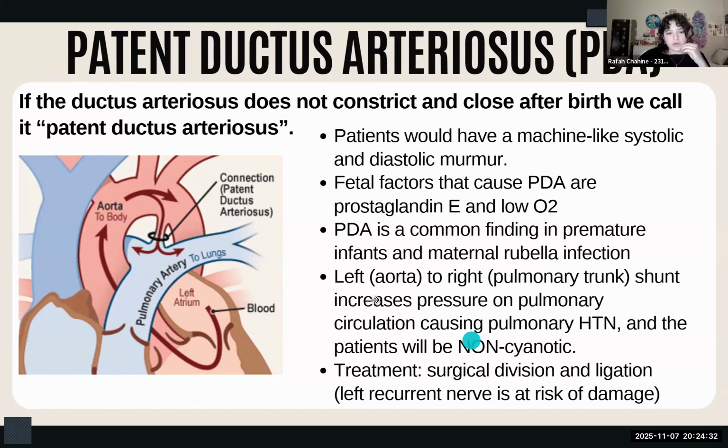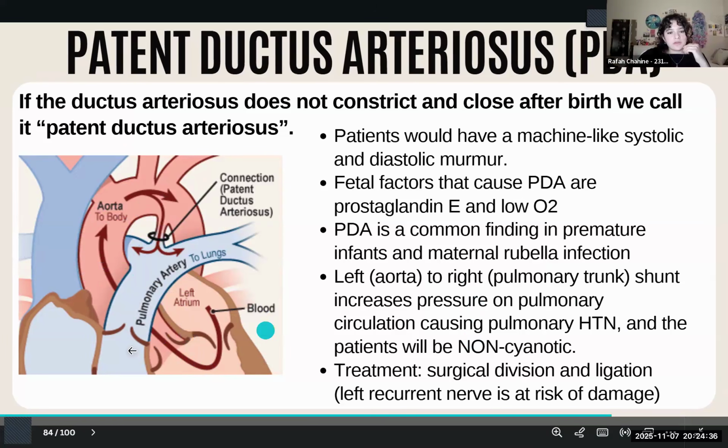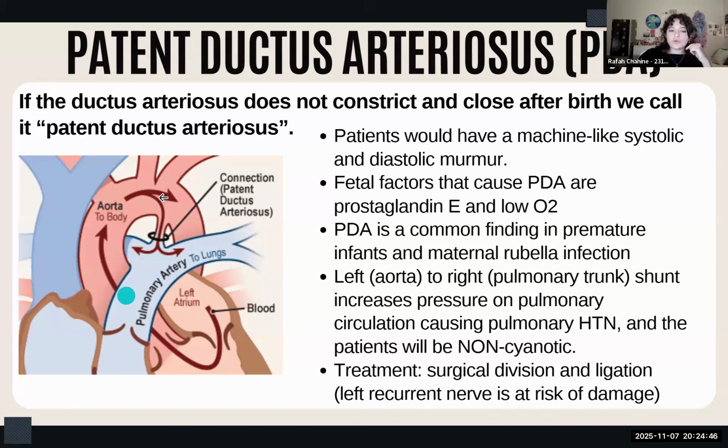And what else is written here? Okay, so the aorta, it comes from the left side of the heart, right? The pulmonary trunk, it comes from the right side. Here, there's going to obviously be a lot more pressure in the aorta than there is in the pulmonary trunk. So the blood is going to come from the aorta to the pulmonary trunk. And since the aorta is on the left, the pulmonary right, this is going to be a left to right shunt, okay?